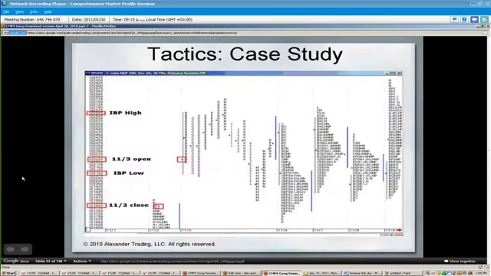Okay. Now we're going to go back to our case study, and we're going to go through it again from a little bit different perspective. We're going to throw in here some tactics. We're going to throw in some additional information that we didn't have before.